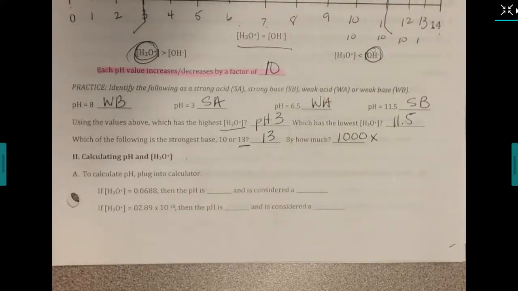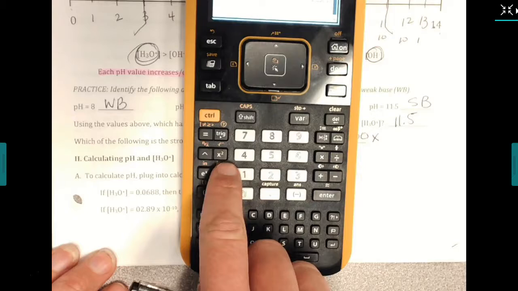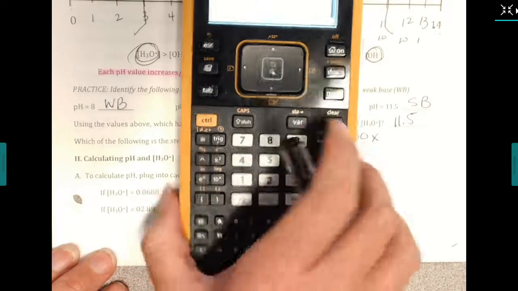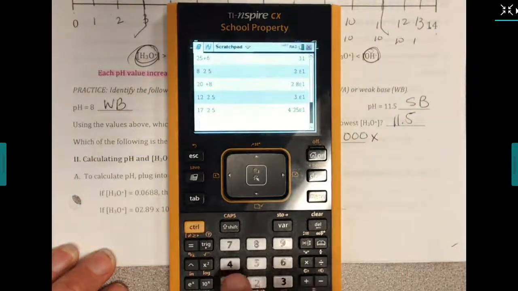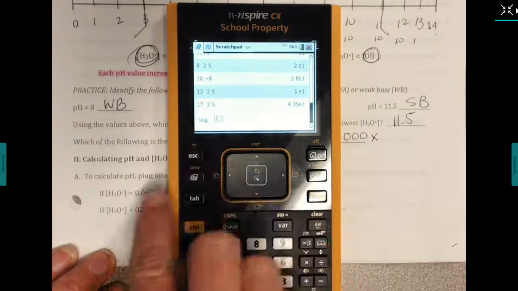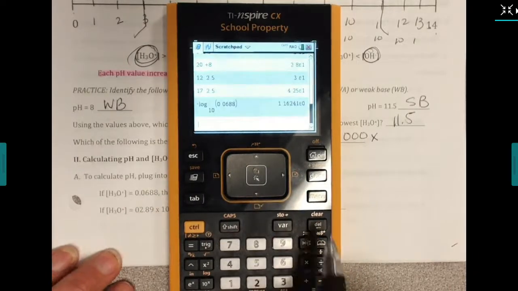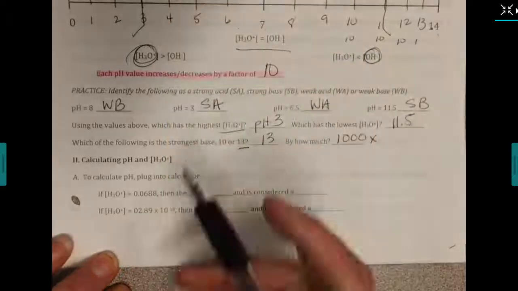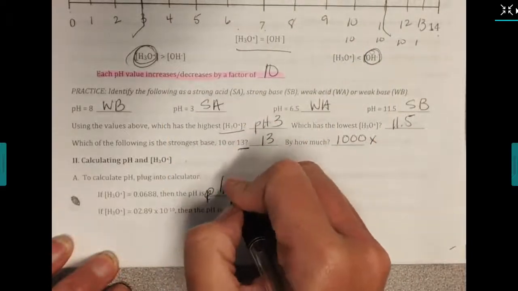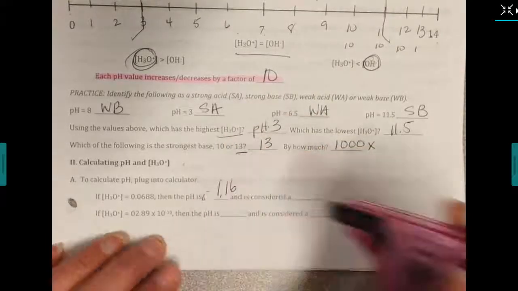Okay, the way to do this is you're going to type in the negative control log. So let's do it together. Negative control log. And since it's base 10, we don't have to put anything in there. We'll just put it here. So our first one is 0.0688. And you hit enter. So our pH is 1.16. And this is considered to be a strong acid because it's so low.